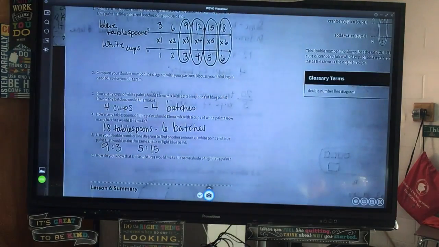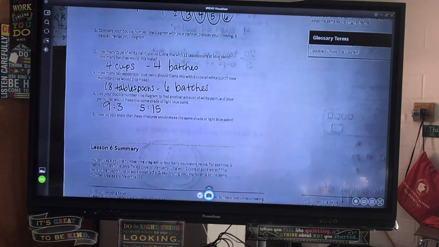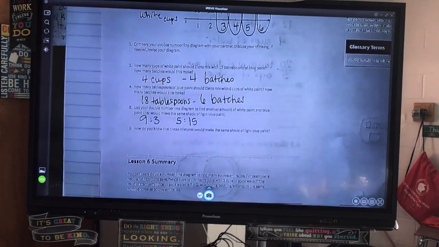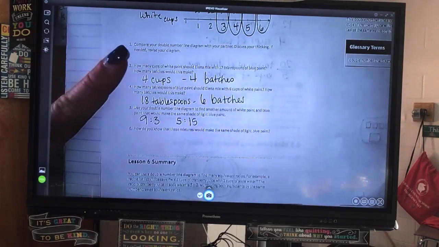All right, and then the last one, it says, how do you know that these mixtures would make the same shade of blue paint? So this goes back to the original question that we started with today for 6.2. That last question on the bottom of 6.2. How do we know all of these ratios are equivalent? How do we know? Troy? Multiply by the original ratio. Yes, sir.